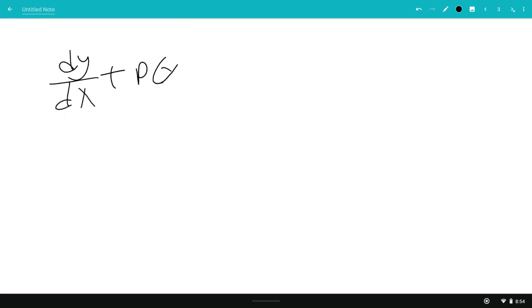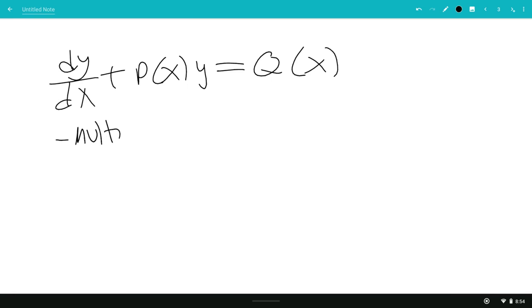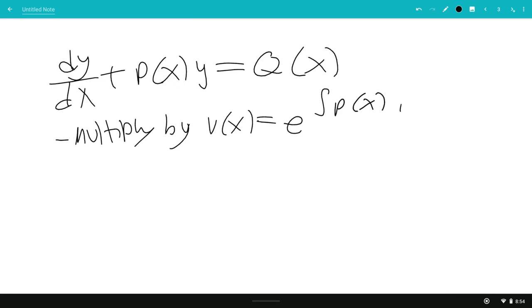So we have dy/dx plus p of x times y equals q of x. The first step is to multiply by v of x, which is e to the integral of p of x dx, and then the second part is finishing the problem.